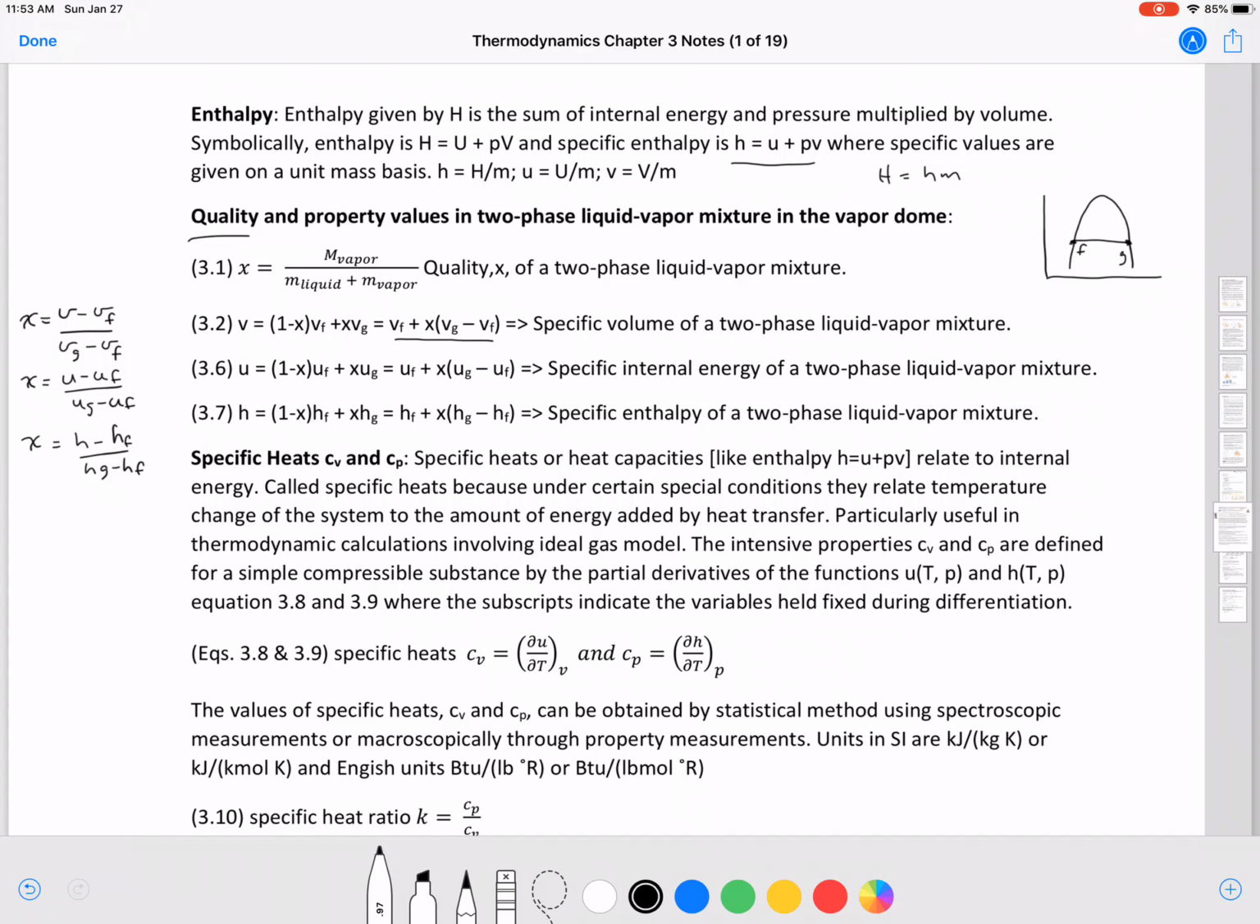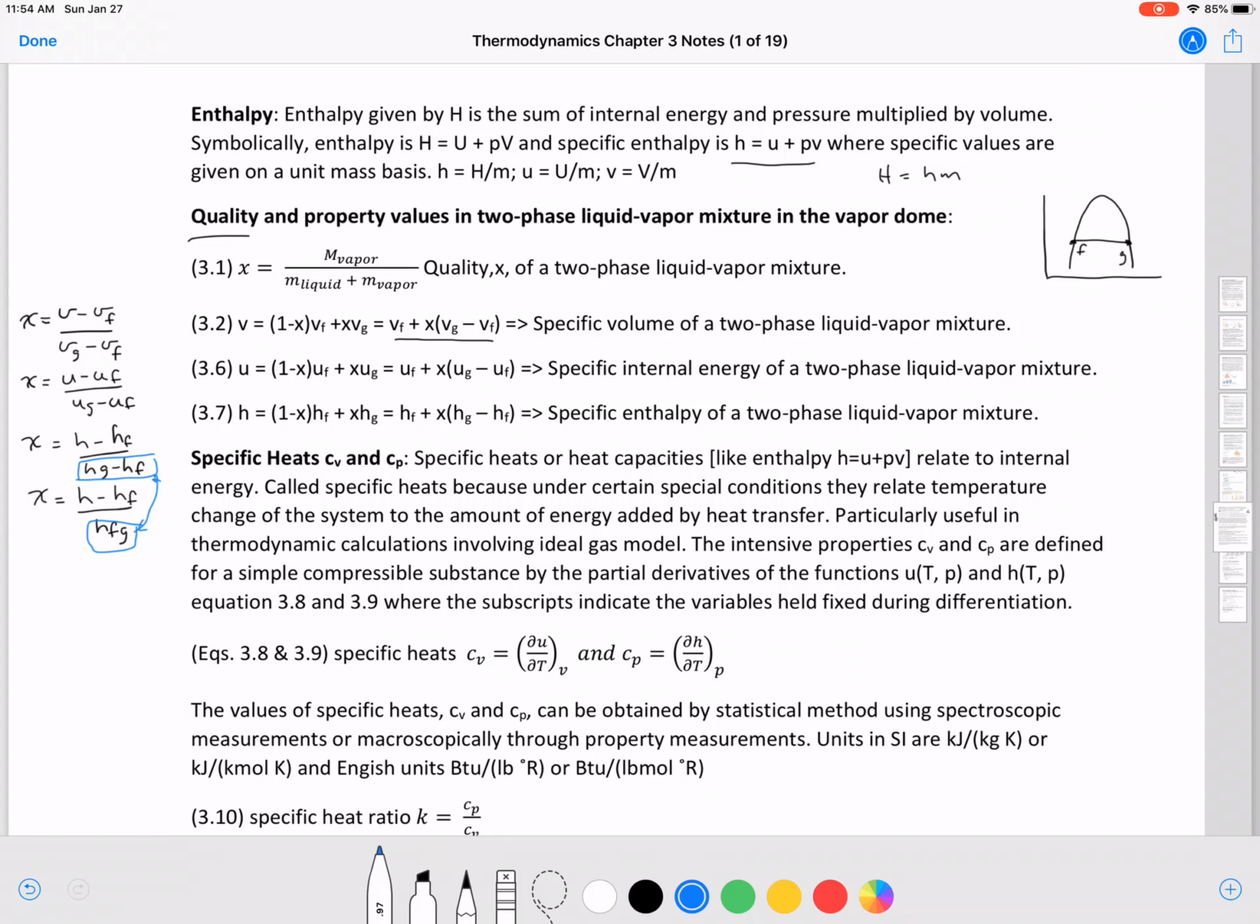On the tables, because it's used a lot, they have this extra value for enthalpy here. So this is hfg, and it equals hg minus hf, given on the tables in the book. We'll see later that we can do this also for entropy, but we haven't got there yet.